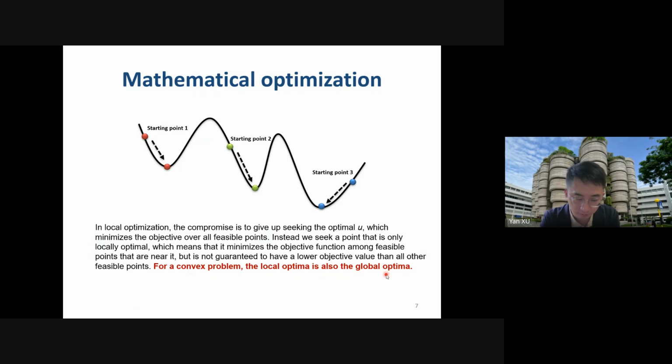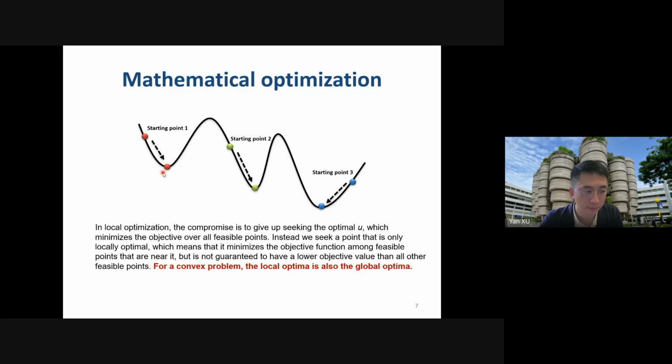But if it's not a convex problem, we are unsure on that. Whether it's a global optima is not guaranteed. That's why convexity is so important. That's why in reality, we prefer convex problems.